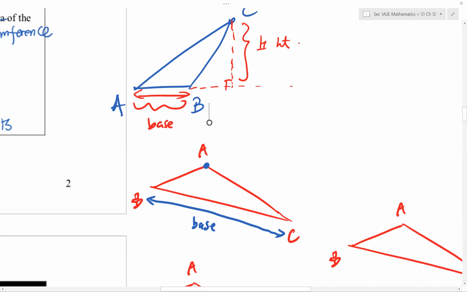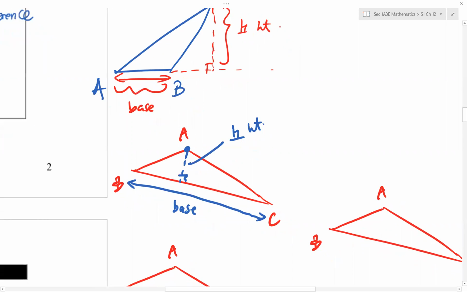In the first case, we have this as our perpendicular height. In primary school, you learn half times base times height. I am introducing an extra word: times perpendicular height. Perpendicular is crucial to getting the answer.